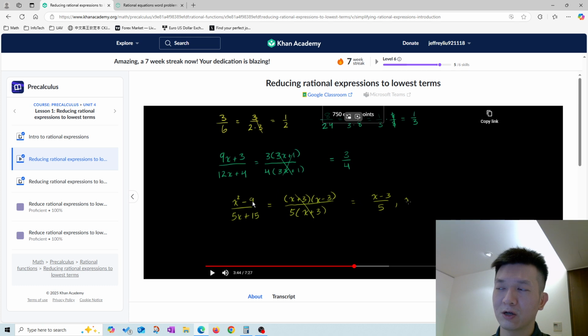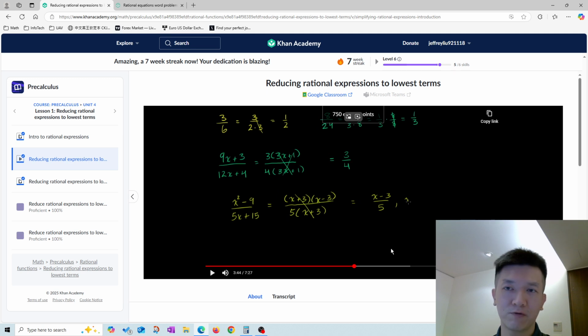What if this is 25? 25 can still be square rooted, so that will become x plus 5 and x minus 5, right? But in this case, we can cancel out the x plus 3 term, and then we cancel out the numerator and denominator.